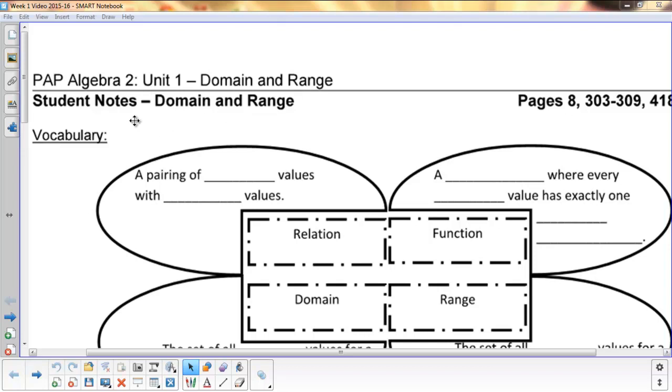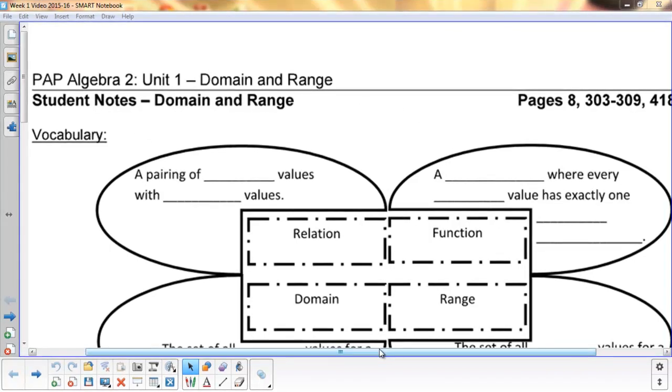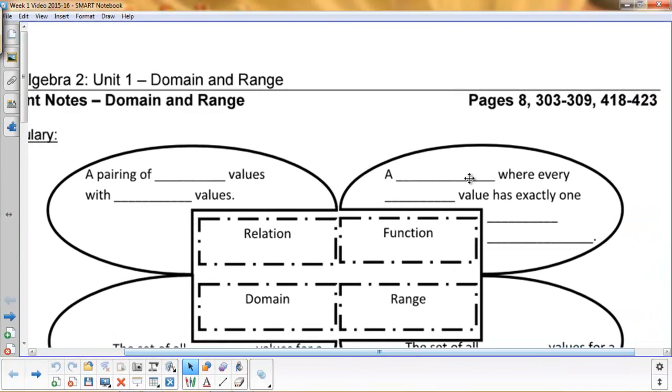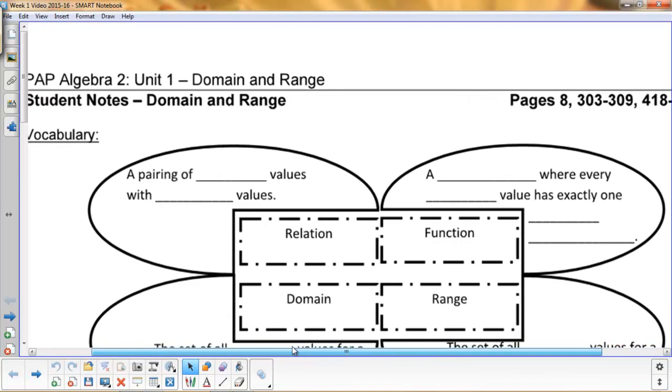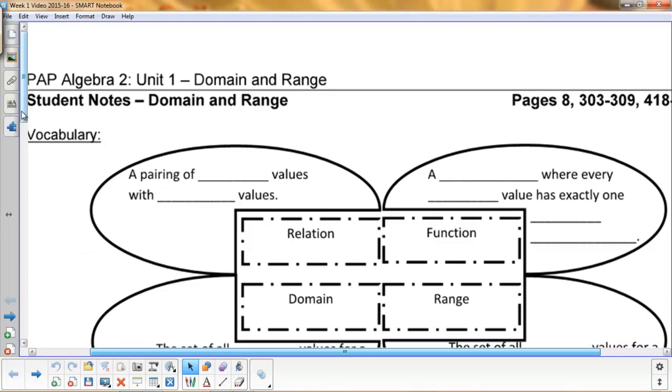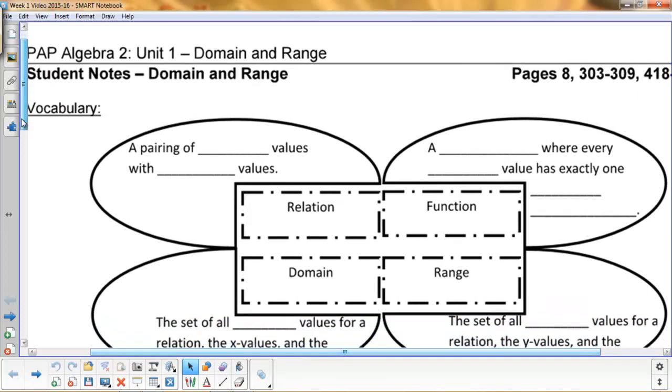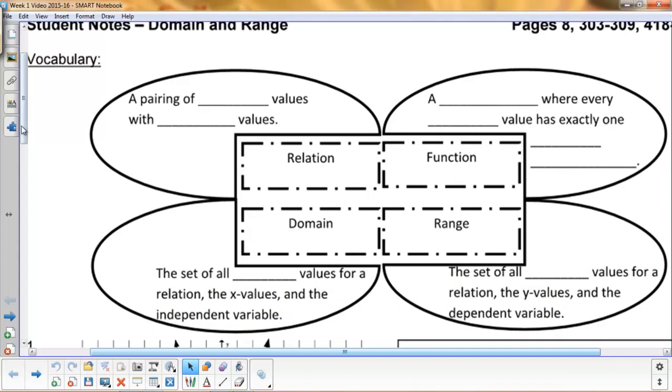Today what we're going to be discussing is your foundational skills of domain and range. If you're looking for correlating textbook pages, you'll notice they are located here at the top right hand corner of your notes. We're going to begin with this small organizer. We're going to fill in the missing spaces and we're going to get a little bit of understanding about domain and range before we go through some examples.